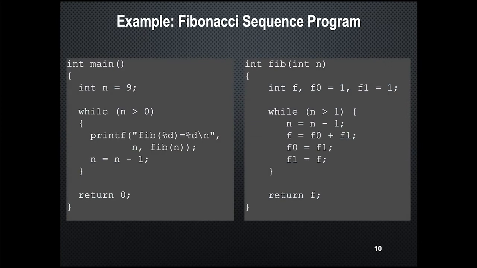Here we have a program of the Fibonacci sequence. We see on the left the main, and in it an integer declaration and initialization, and a while loop which calls the Fibonacci function and prints its return value. Taking a look at the fib function, we see the 3 integer declarations and a while loop calculating the value for each result of the Fibonacci sequence.